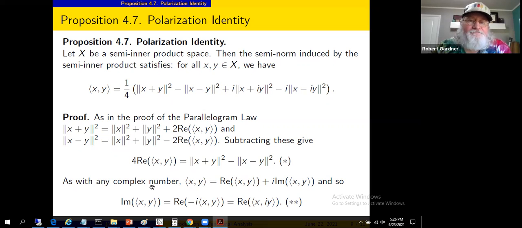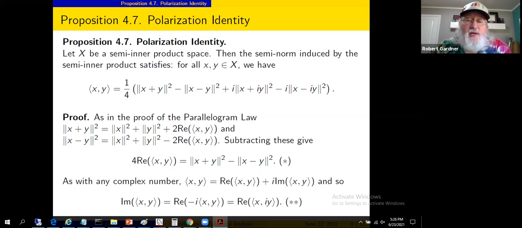Well, the inner product of x with y is the real part of the inner product plus i times the imaginary part of the inner product. That's what the real and imaginary parts of a complex number are. So we can take the imaginary part of the inner product, and write it also as the real part of negative i times the inner product.